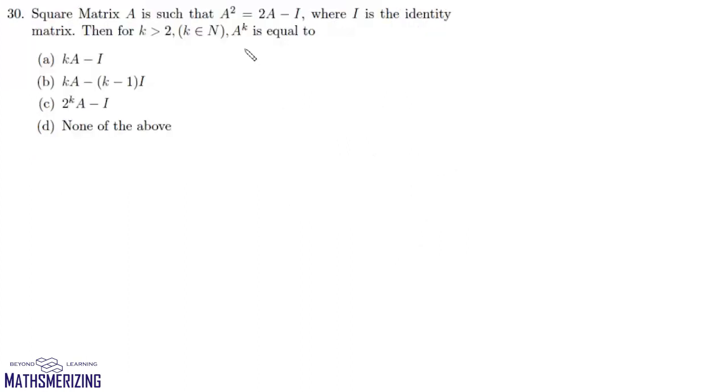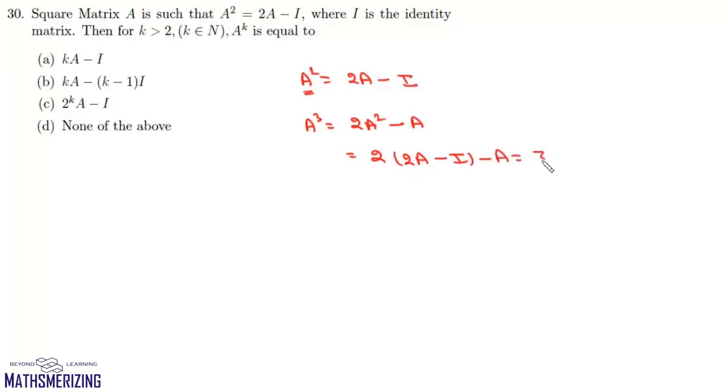Now question number 30 is, we are given a square matrix A such that A square is equal to 2A minus I, then A to the power K is equal to which of the following? Now we find A cube, and for that we'll multiply this with A. We'll write A cube as 2A square minus A, and A square is 2A minus I, so 2 into 2A minus I minus A will be simply 3A minus 2I.